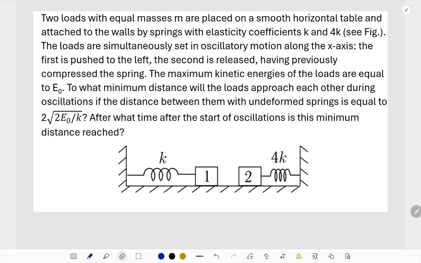I don't see any x-axis, so I'm going to draw one. This could be the x-axis. The first is pushed to the left with what velocity? I don't know. The second one is released, having previously compressed the spring. The spring was initially compressed. How much?